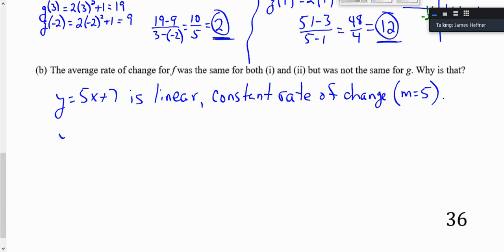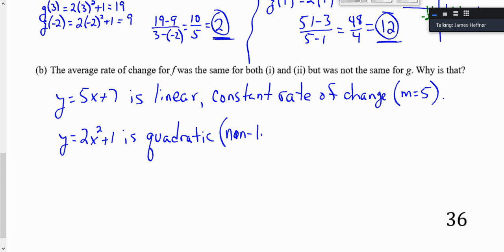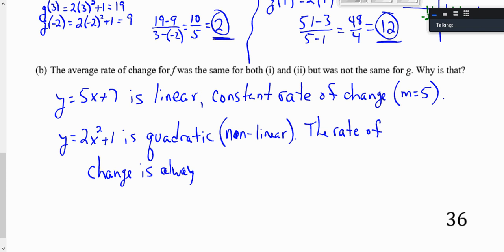But g of x, the y equals 2x squared plus 1, is what kind of function? It's a quadratic. Right. So in other words, a non-linear equation. Okay. What can we say about the rate of change for this one? The rate of change for this one is always what? It's always changing. Yes. It's always changing.